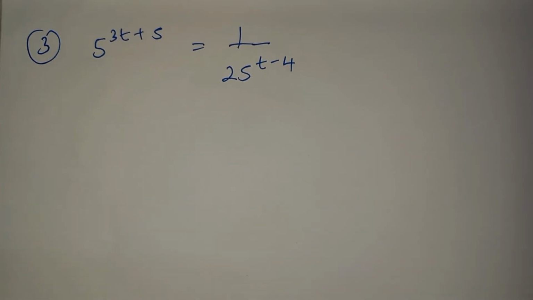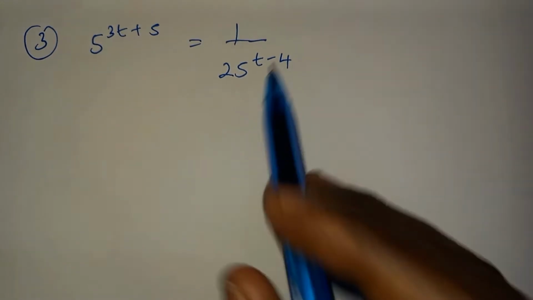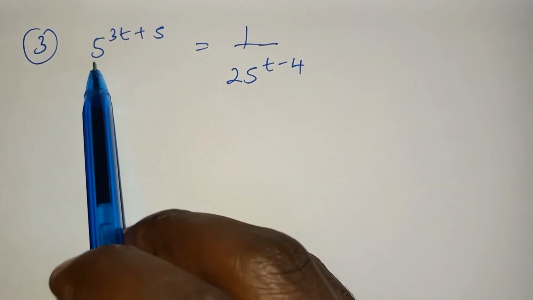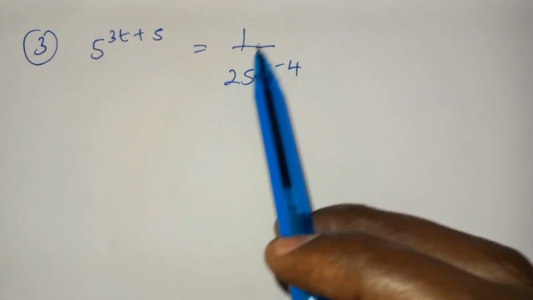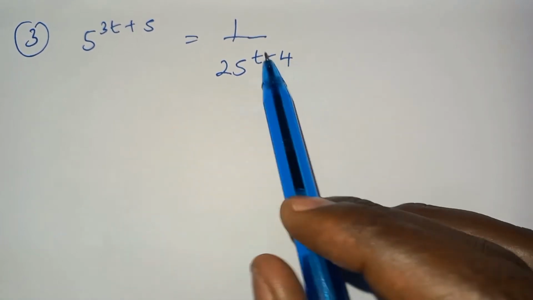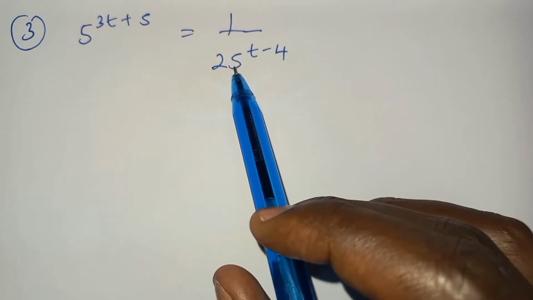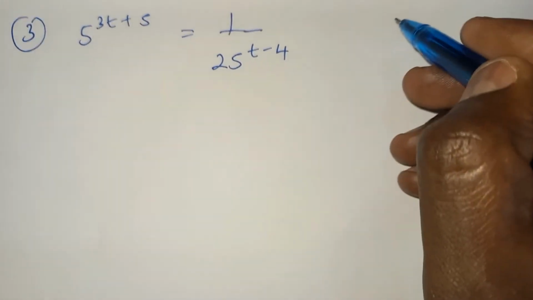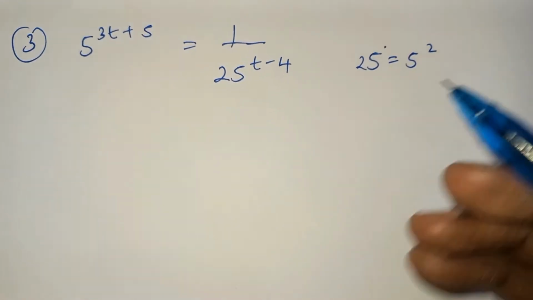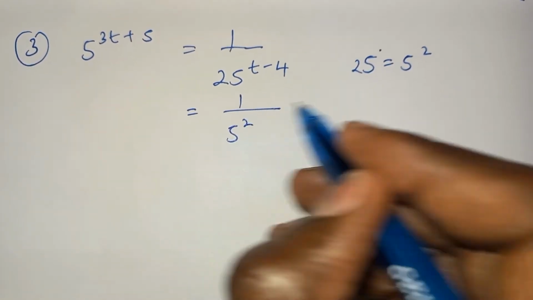Now, looking at problem number 3, we realize that it is more or less like problem number 2. The left-hand side is a power of 5. The right-hand side is a power of 25, meaning that we could try and think of how to rewrite the right-hand side as a power of 5. Now we know that 25 is the same as 5 squared. So we could rewrite the right-hand side as 1 over 5 squared.